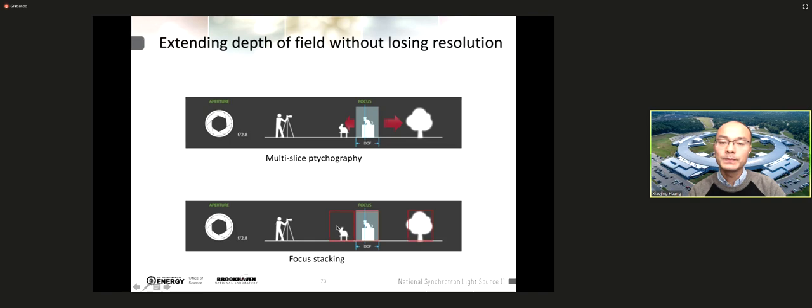In this method, conventionally, you translate your sample along the z-axis, and at each translation position, you take a 2D image with different features in focus. And in the very end, you extract the in-focus features from each snapshot and combine them together to form a 2D image with extended depth of field. And in our approach, we improve this method, and we don't need to physically translate the sample along the z-axis.